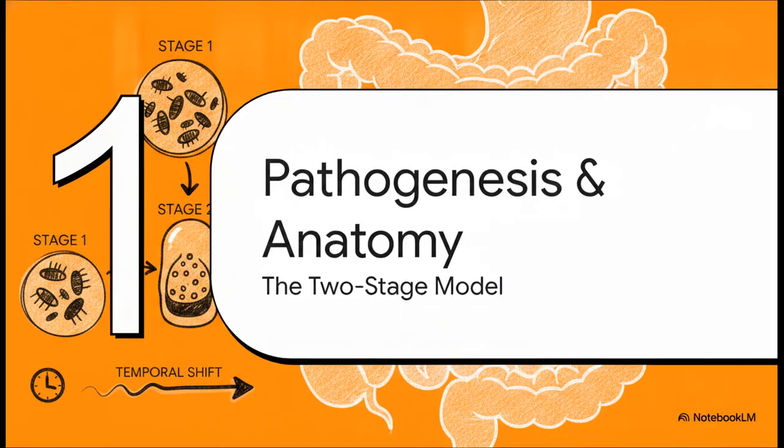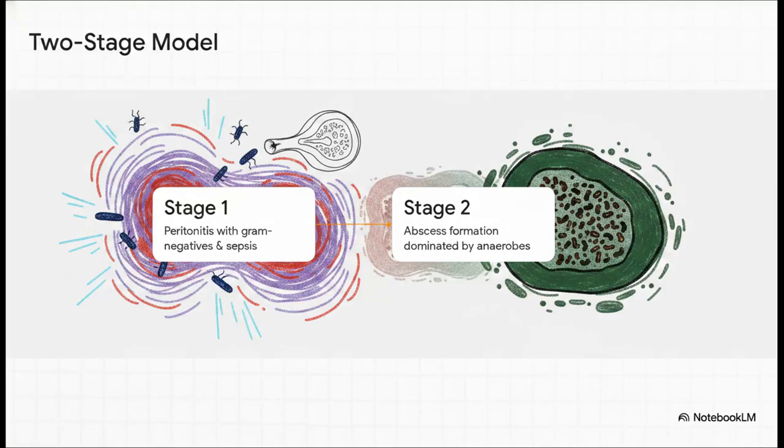Starting right off with stage 1 and 2, the pathogenesis. So understanding the temporal shift in these infections is absolutely crucial. It's the foundational key to mastering treatment questions. Imagine a perforated appendix, okay? Stage 1 is the immediate aftermath, peritonitis. This early phase is super dangerous, life-threatening, and it's completely dominated by aerobic gram-negative organisms, especially E. coli. This is the stuff that drives early bacteremia and sepsis.